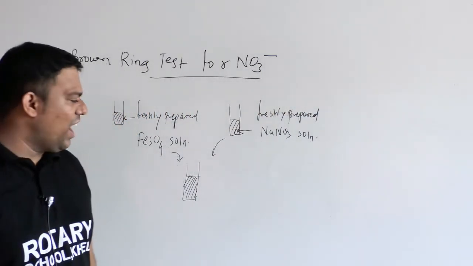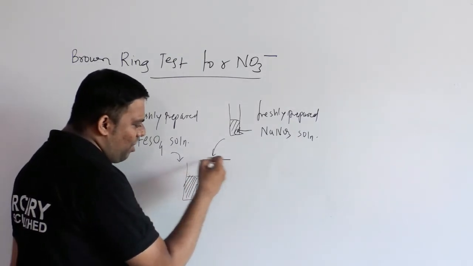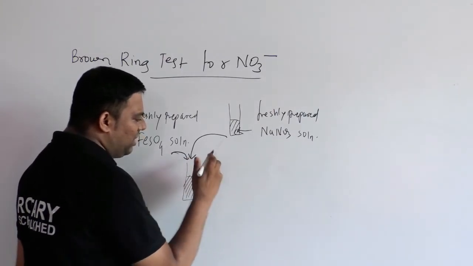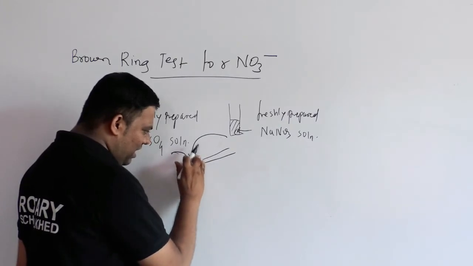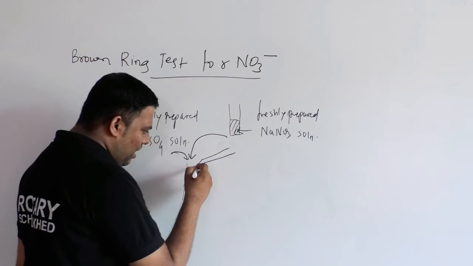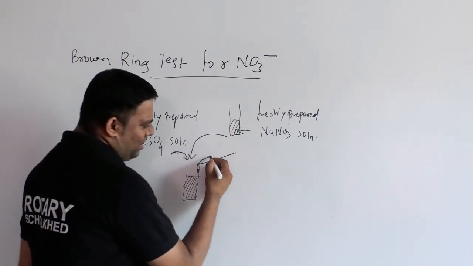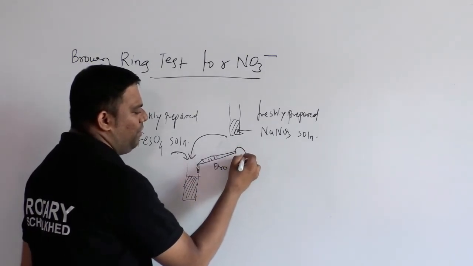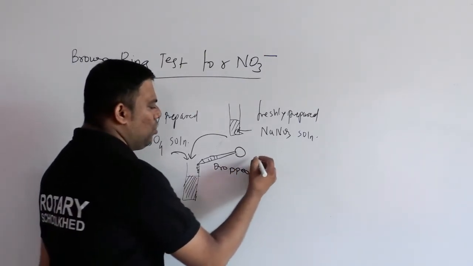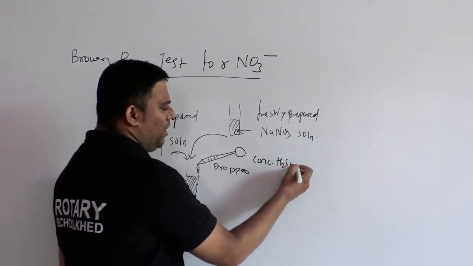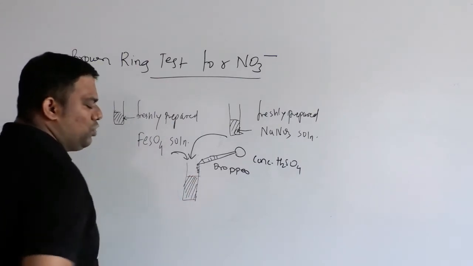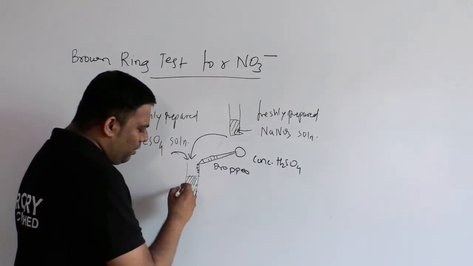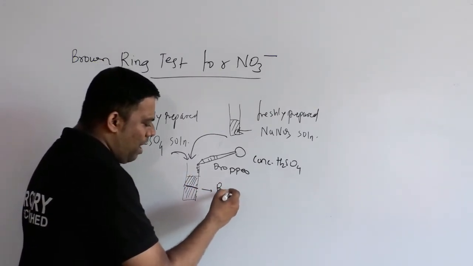After this we have to add concentrated sulfuric acid along the side of the test tube, with the help of this dropper. Then, on the addition of this concentrated H2SO4, you will get a brown ring at the junction of the two layers.